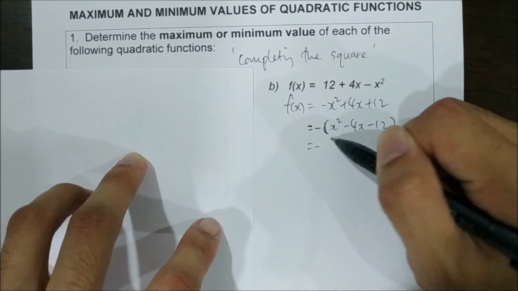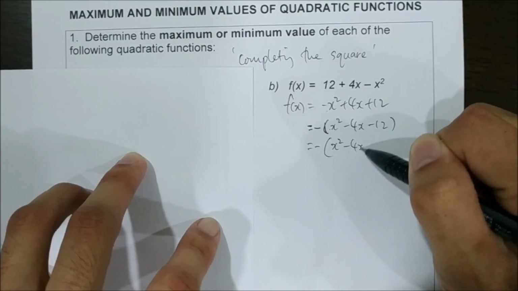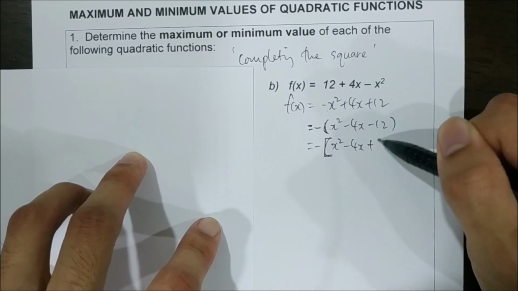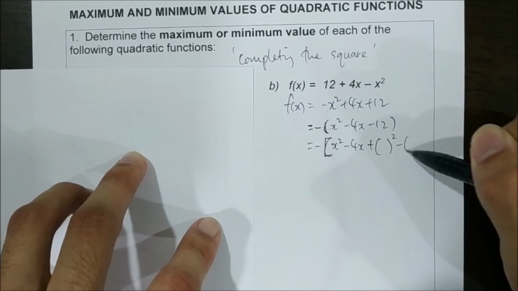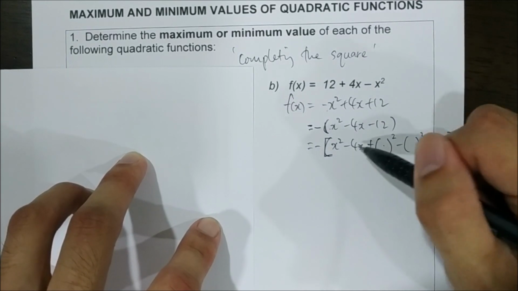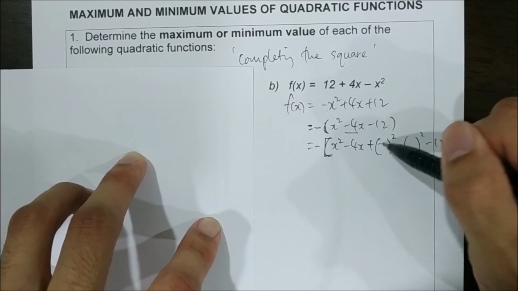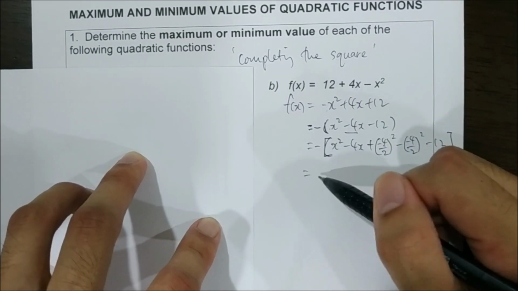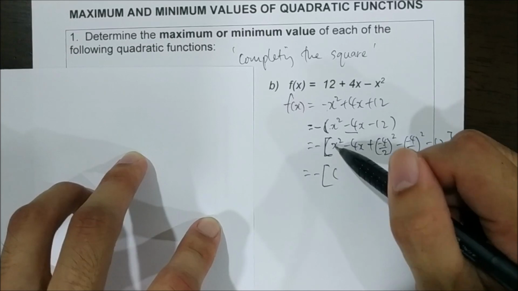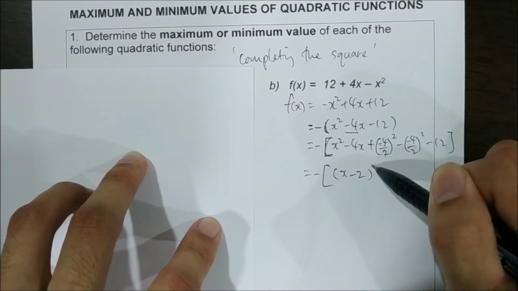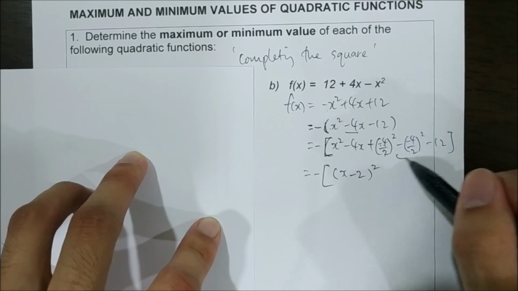So I just continue, get x squared, plus, minus 12. What we write inside here is negative 4 over 2. Negative 4 over 2. Then we try to fill in this x. Negative 4 over 2 is negative 2, squared. Then we calculate this part.